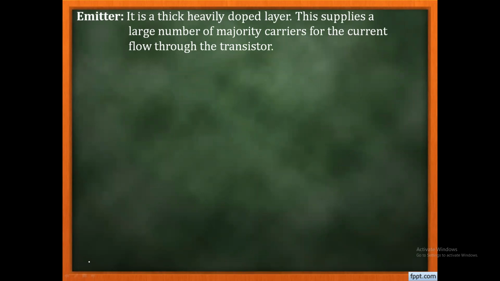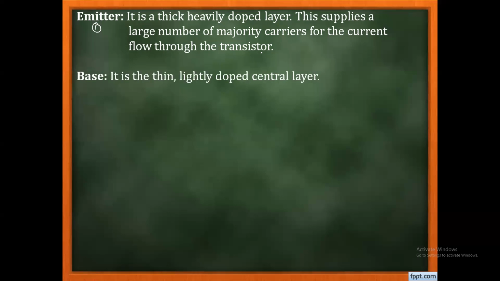Emitter, the first terminal of the transistor. Is it right? The emitter, the name itself tells you that it will emit the majority carrier, so it is a thick, heavily doped layer. This supplies, donates, emits a large number of majority carriers for the current flow through the transistor. This is the basic function of the emitter here.